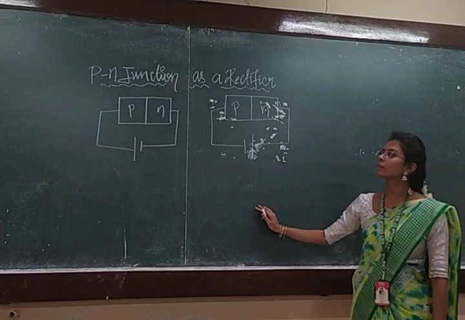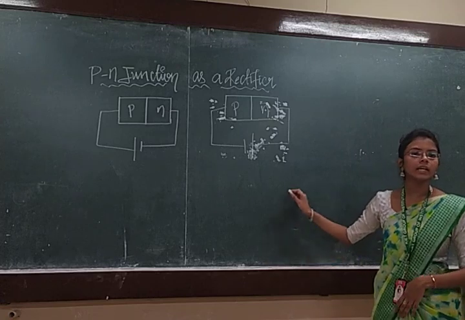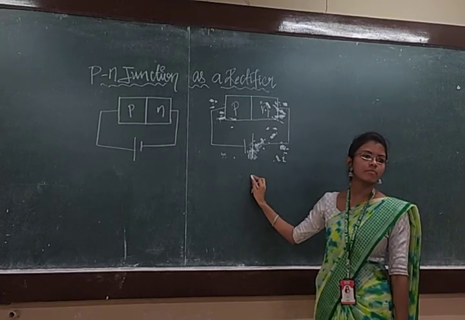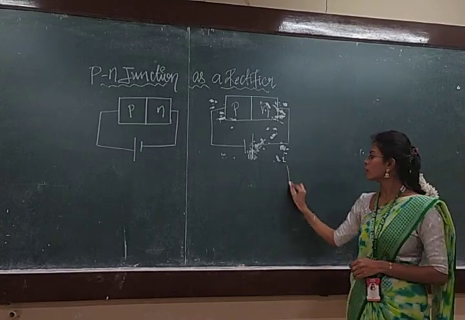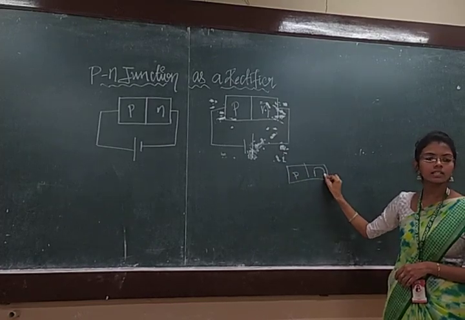Yes, now our next topic is what? PN junction diode. First of all, what is a P and N? Those are two types of semiconductors. One is P-type semiconductor and the other one is N-type semiconductor. When you are taking the two semiconductors, one is P-type and the other is N-type.